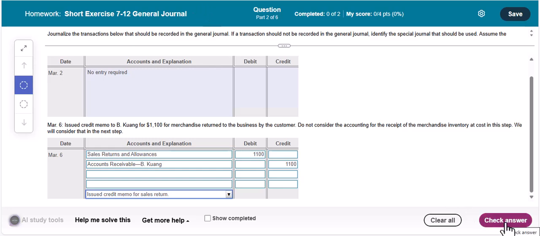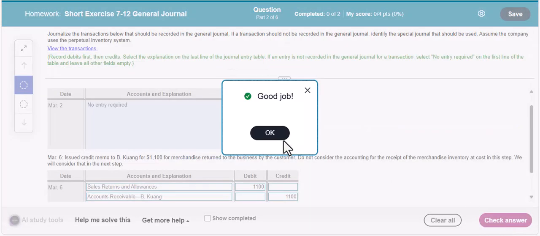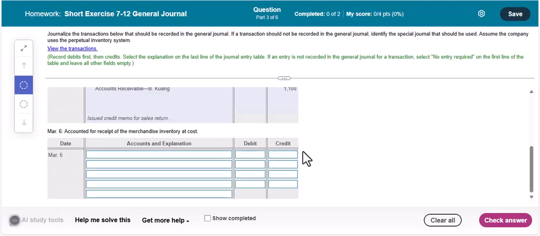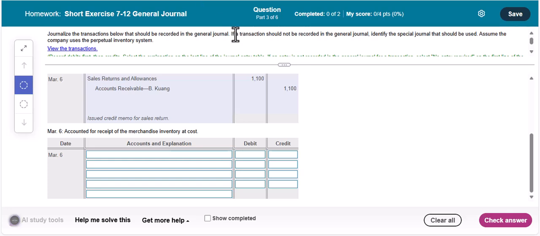So let's go ahead and check our answer. Good job. All right, so now on March 6th, we are doing the second part of that transaction. We accounted for the receipt of the merchandise inventory at cost. So this is the COGS portion of that transaction. So we can find the amount one of two ways.